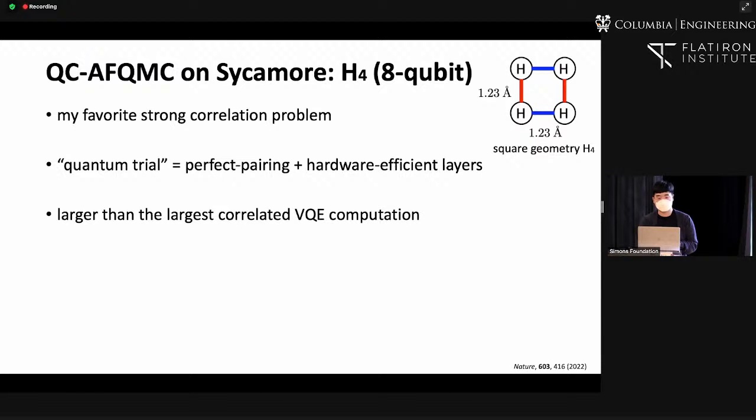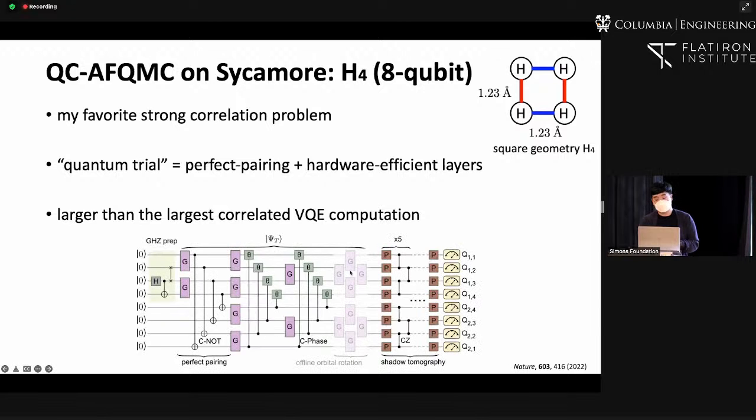And this is a quick look at the quantum circuit that we run, which actually starts with GHZ prep, which just creates a linear combination of vacuum state and N electron state. And then we're going to implement the psi trial. We're going to apply these random Cliffords, and we're going to measure off individual qubits, as I explained before.